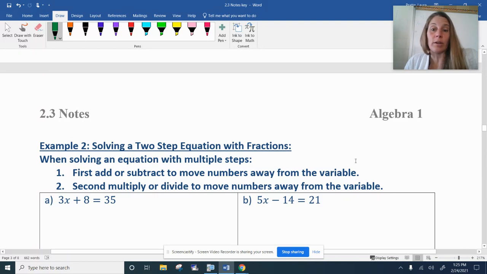Okay, again, there's some more practice problems here. Just as a reiteration here, first add, subtract, move the numbers away. Second, multiply or divide.